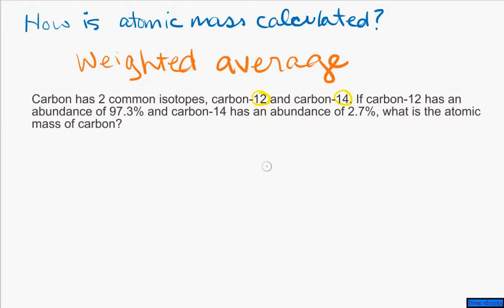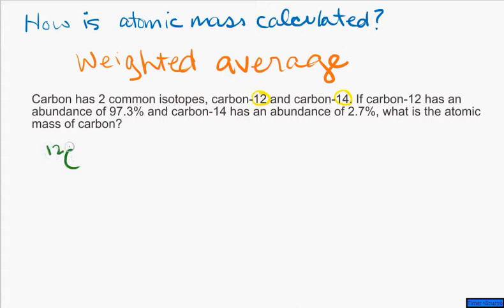If carbon-12 has an abundance of 97.3% and carbon-14 has an abundance of 2.7%, what is the atomic mass of carbon? So we're looking to find the overall weighted average of carbon's mass. To do that, we're going to start by taking each item separately, each isotope separate. So we're going to start with carbon-12.